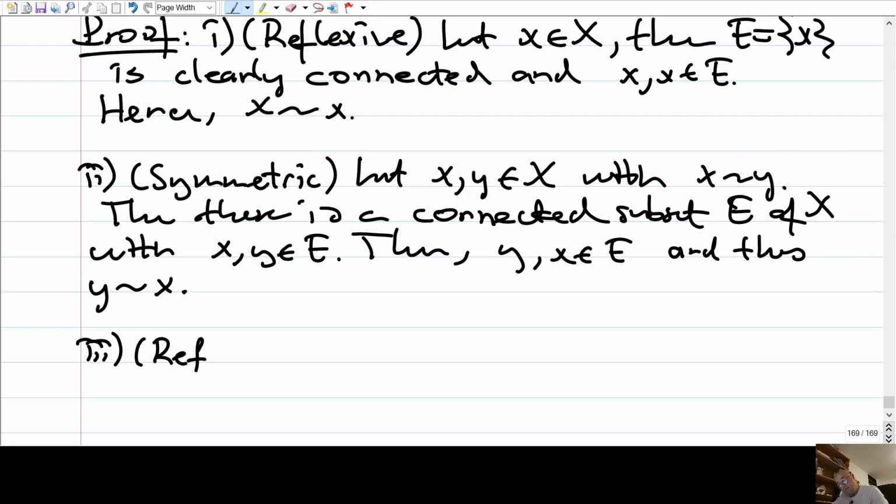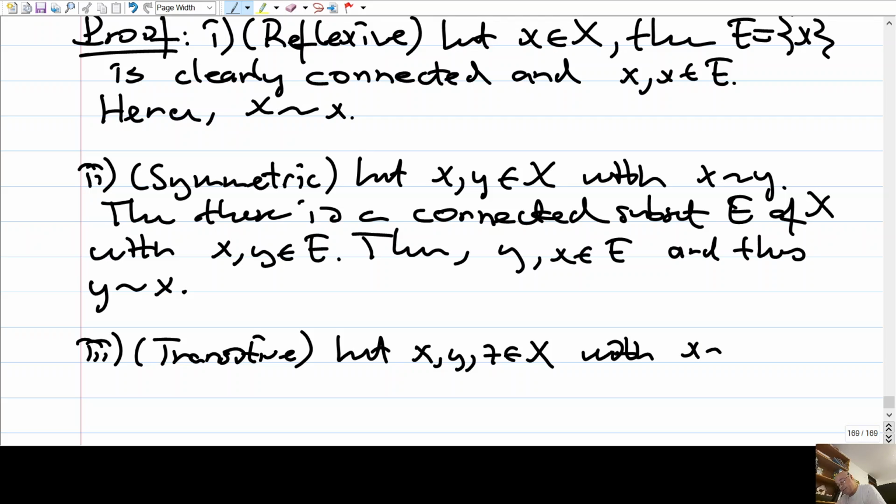Not reflexive, sorry, transitive. Why is it transitive? Well, let x, y, z be in X with the following: x is related to y and y is related to z. So we must show that x is related to z.